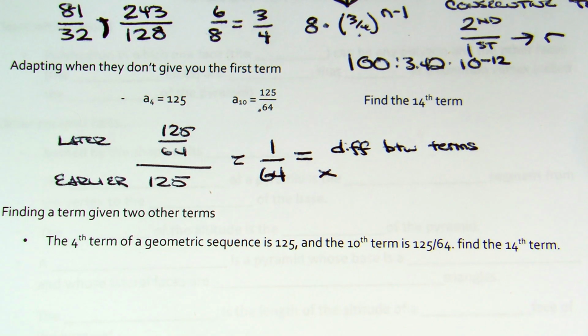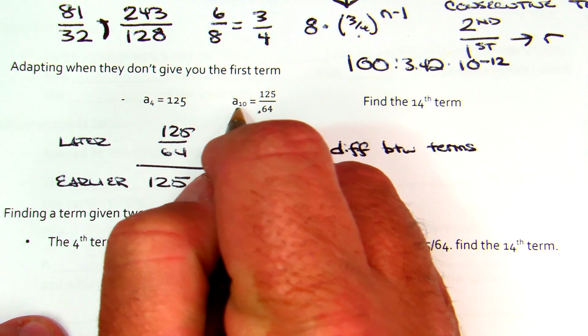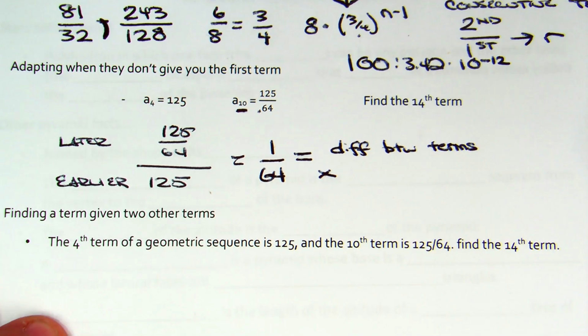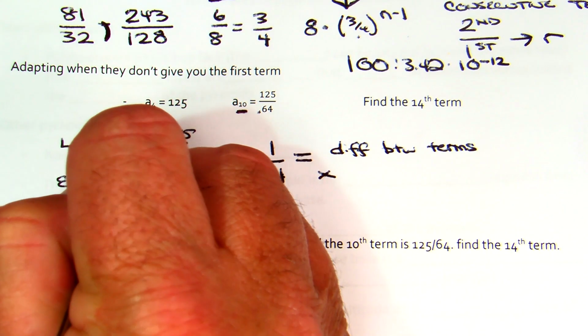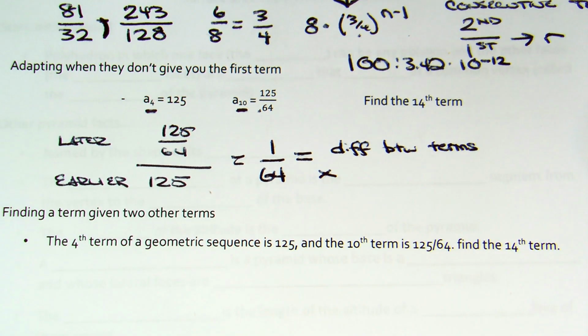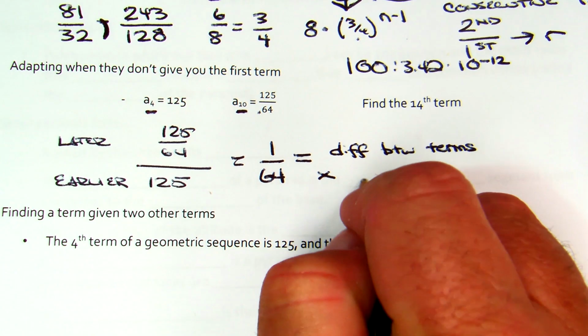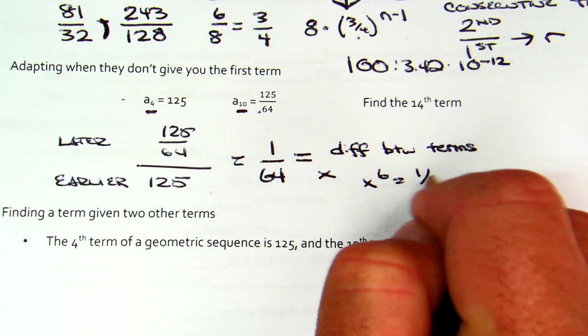So when I say the difference between the terms, this is the what term? Tenth. This is the what term? Fourth. I just subtract bigger number minus smaller number. What's 10 minus 4? 6. So x to the 6th equals 1 over 64.